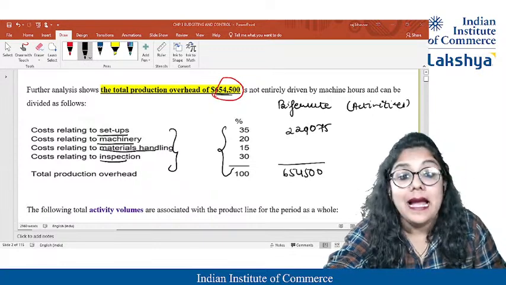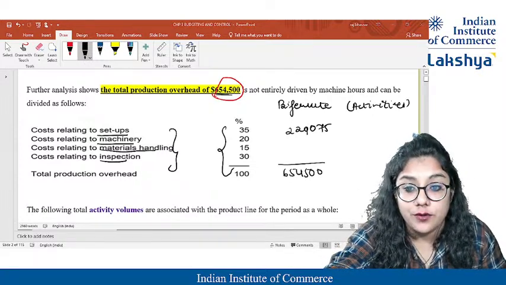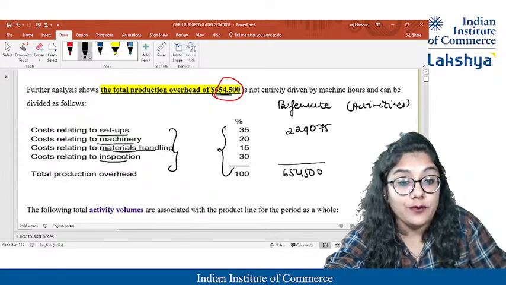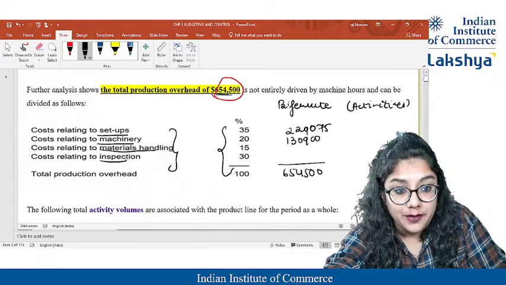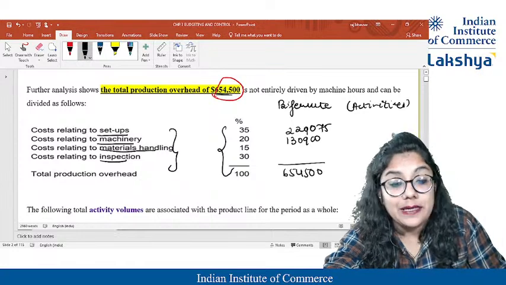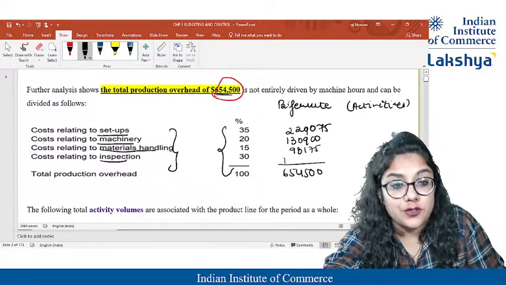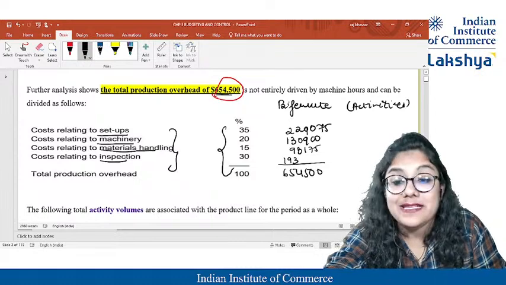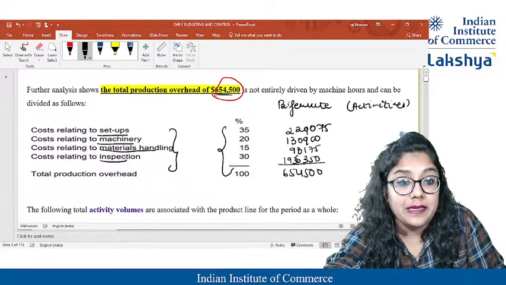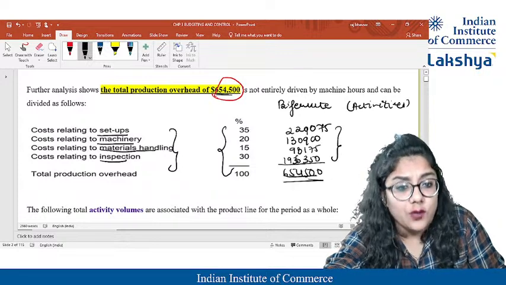Yes. I get a cost of related machinery at the rate of 130,900. You get a material handling cost of 98,175. You get an inspection cost of 196,350. So these are the costs, students.